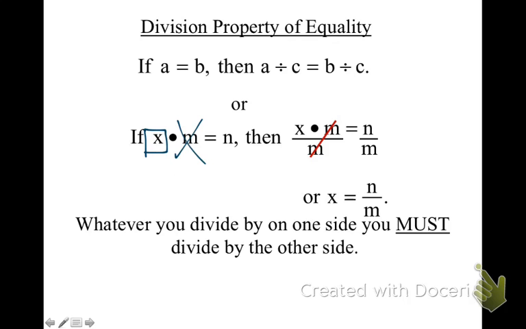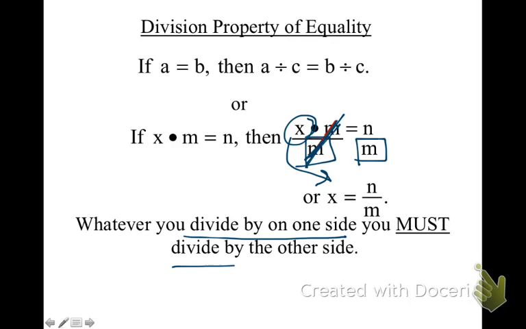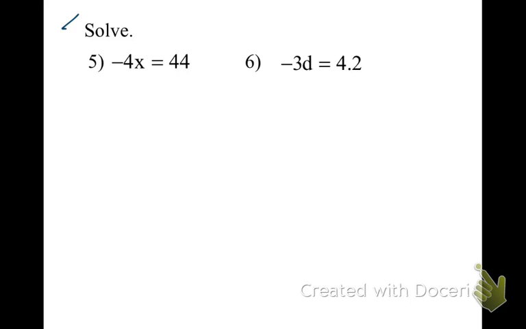So what I would do is, I need to get x all by itself. Well, how do I do that? By getting rid of my m. So if I divide m on one side, divide m on the other, my m's cancel out. I'm left with only an x, and that is what I was looking for. So whatever you divide by one side, you must divide by the other. We got to share equally. So in your notes, I want the directions solve as well as number 5.